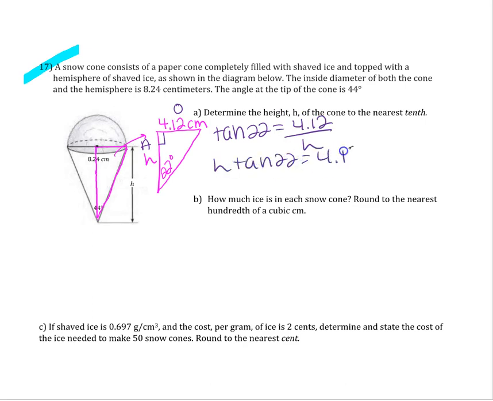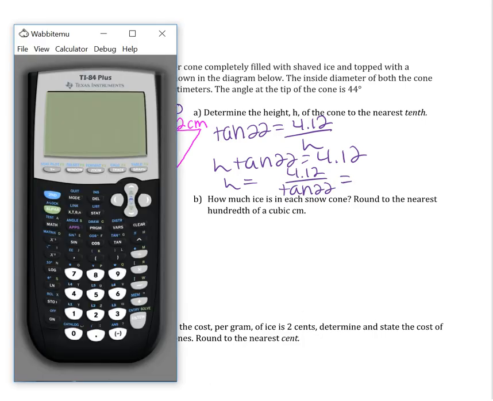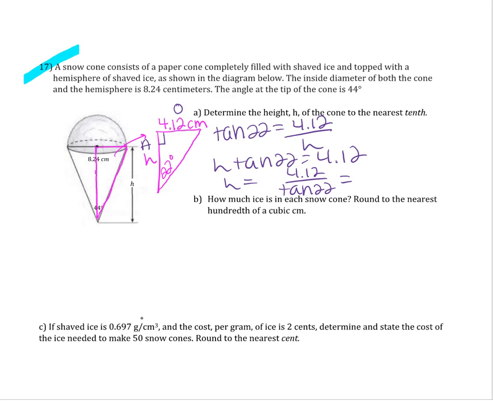So I'll do a little bit of rearranging here. In order to solve for h, I'd have to take 4.12 and divide by tangent of 22. Make sure your calculator is in degree mode, which it is. Okay, so I'm getting, to the nearest tenth, 10.2.